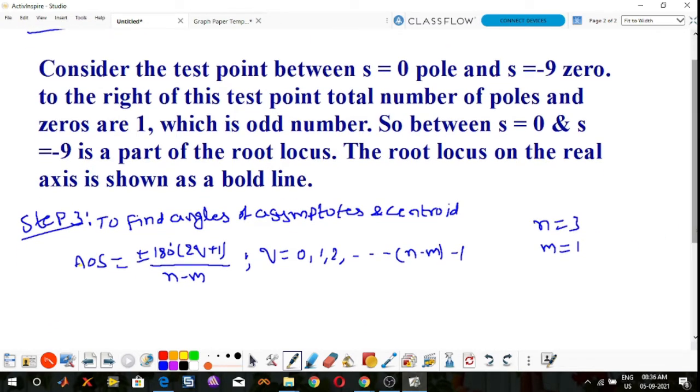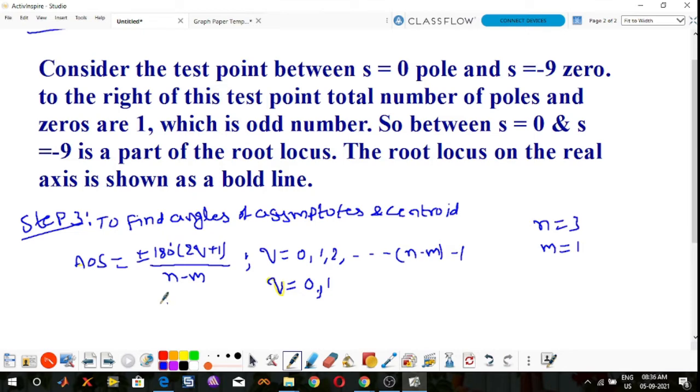First calculate the range of q. Here n is equal to 3, m is equal to 1. So n minus m is 3 minus 1, which is 2, and 2 minus 1 is 1. Therefore q is equal to 0, 1. So in this equation, substitute q is equal to 0 and q is equal to 1.